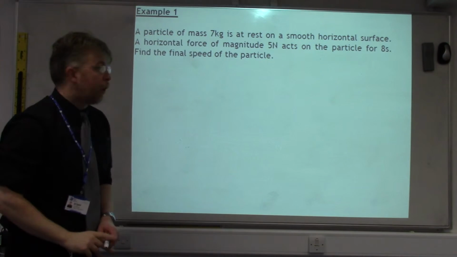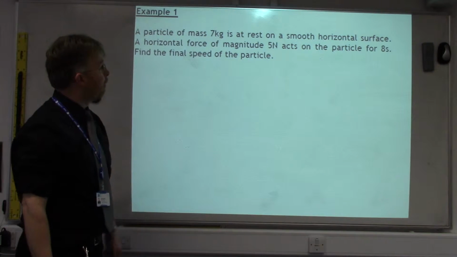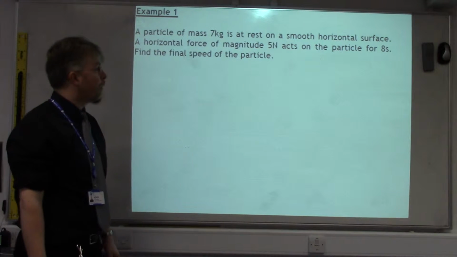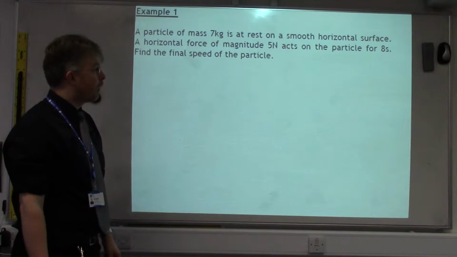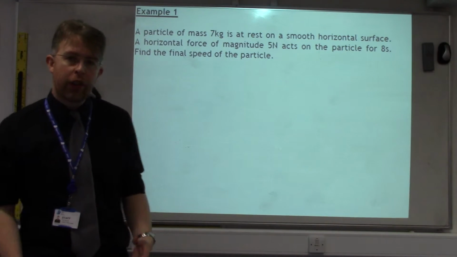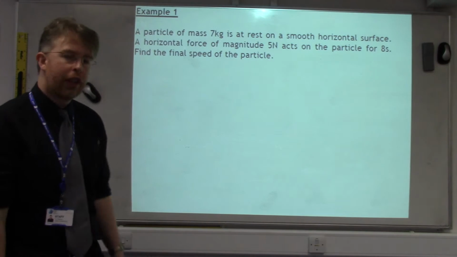So in this example, we have a particle of mass 7 kilograms at rest on a smooth horizontal surface. A horizontal force of magnitude 5 newtons acts on the particle for 8 seconds. And we're to find the final speed of the particle. So in this case, we're using both definitions of impulse.